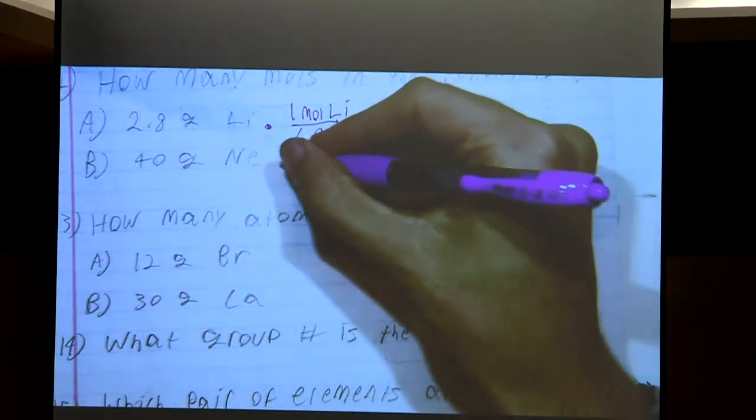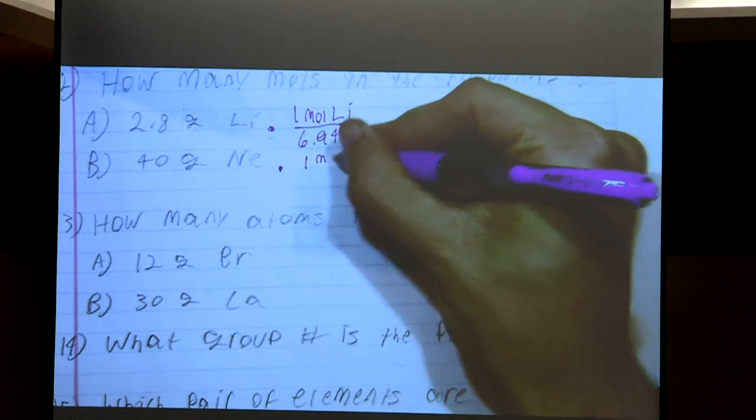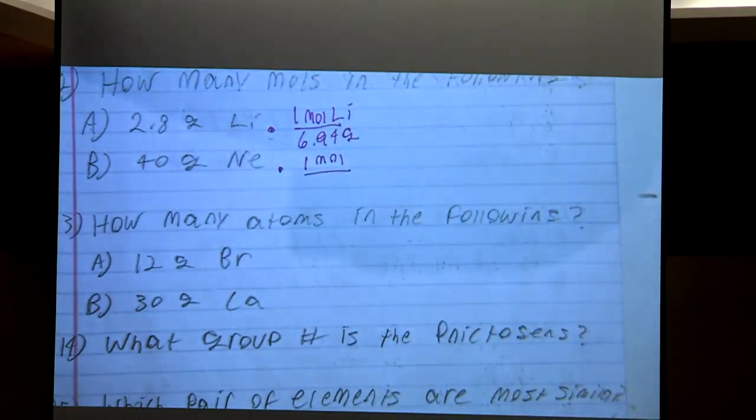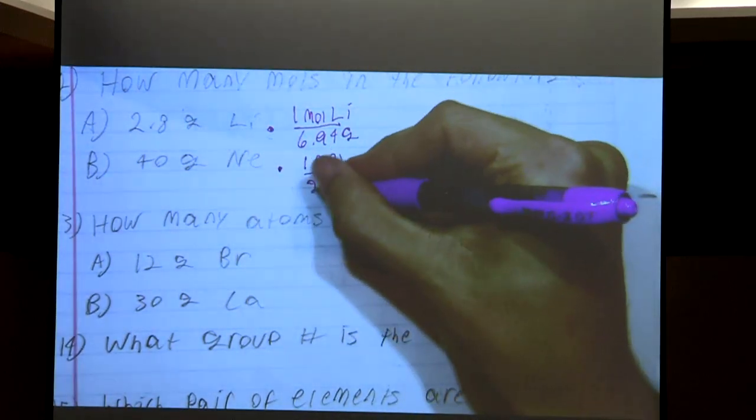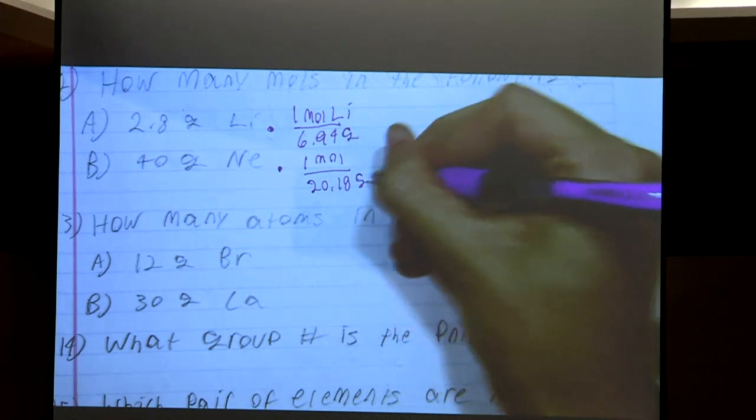That's how you find the molar mass, in case you forgot. Okay? And then same thing with neon. 1 mole in the molar mass of neon is 20.18 grams.